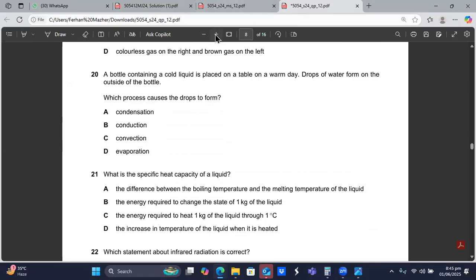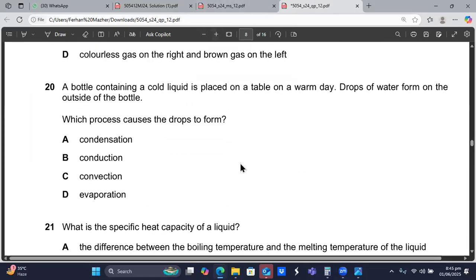Question number 20 showing up on your screen. He says a bottle containing a cold liquid is placed on a table on a warm day. Drops of water form on the outside of the bottle. Which process causes the drops to form?